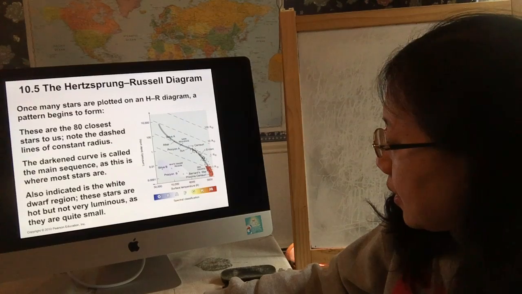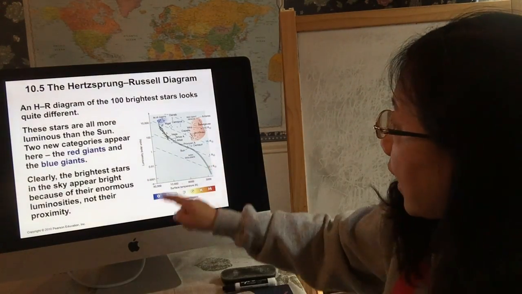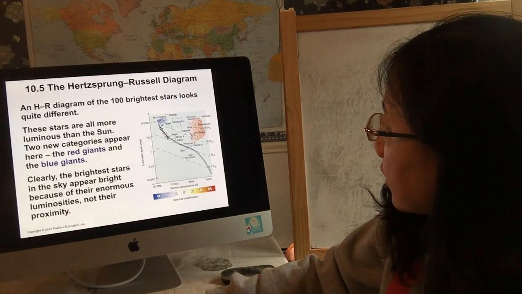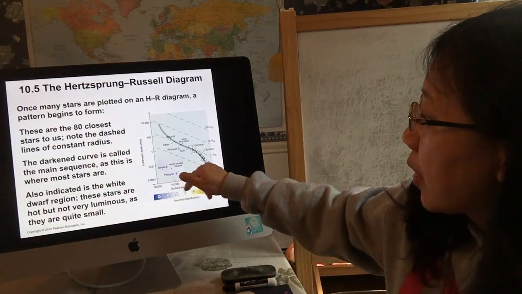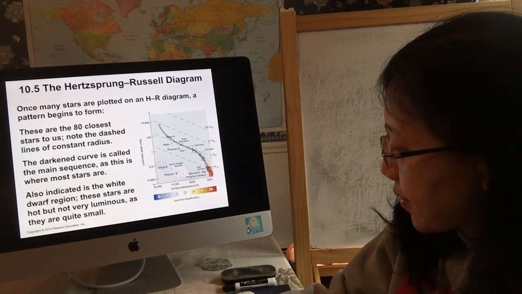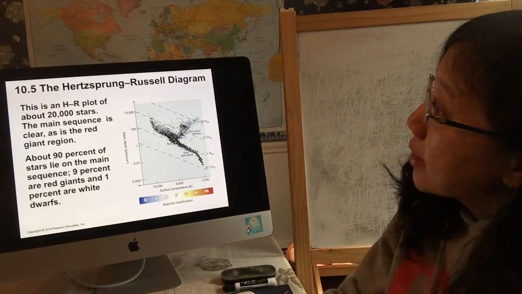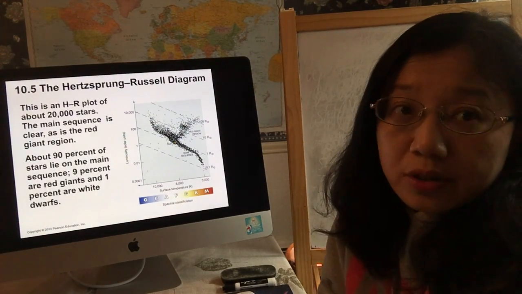And as you can see here, these are giants because they are bigger. And if you take a look at these, these are actually smaller, so that's why we call them dwarfs. And this is an HR diagram which has about 20,000 stars.